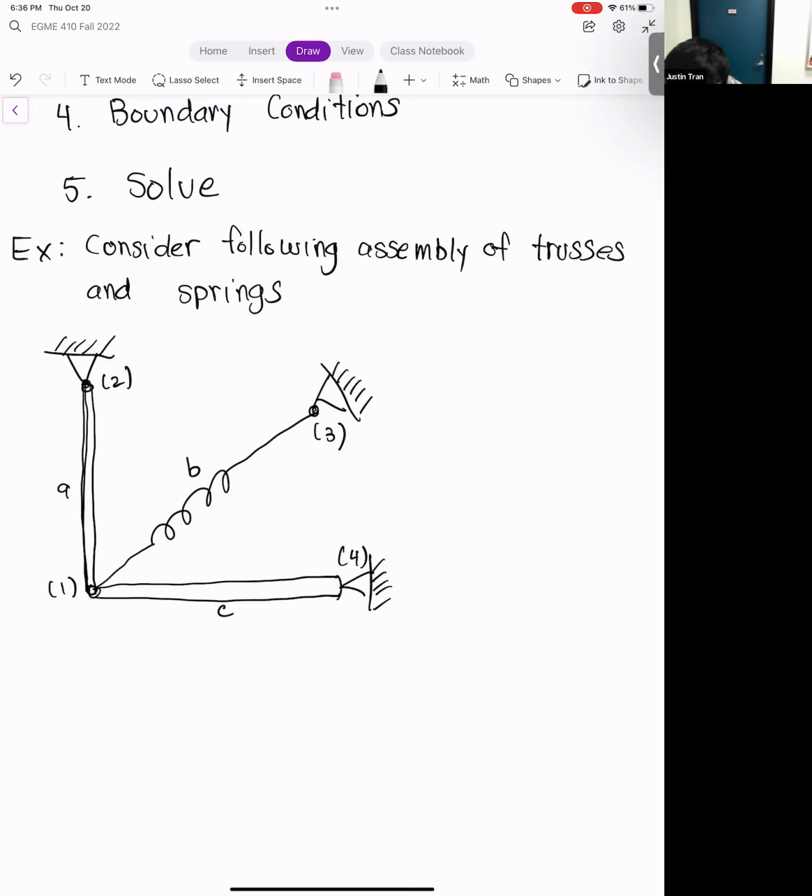We need the geometry for these, and so this angle right here, the angle that the spring makes with the horizontal, is 45 degrees. And then the angle that the second truss bar makes with the spring is another 45 degrees. So the total angle for element A is a right angle, 90 degrees.